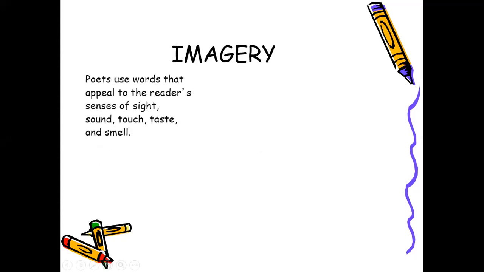Imagery. Imagery, that's your profession. That's your game. Poets use words that appeal to the reader's senses of sight, sound, touch, taste, and smell. What does this remind you of? The same five senses. In what part did we use this before? Tell me. In what part did we use the five senses? Who remembers? Who recalls?